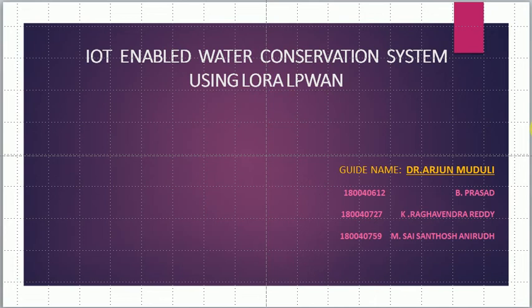My project title is IoT Enabled Water Conservation System using LoRa Low Power WAN. Myself is K. Raghavendra Reddy, and my other batchmates are B. Prasad and Sai Santosh Andu. My guide for this project is Dr. Arjun sir. Let us go to the next content.